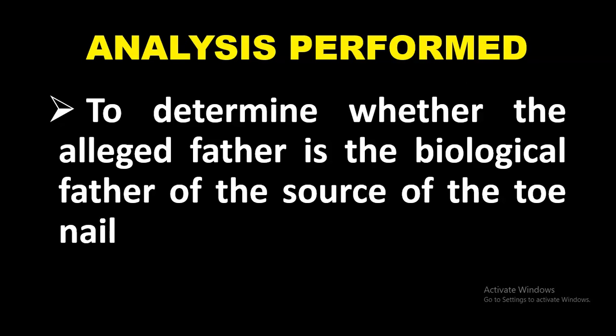So the police wanted to know whether the man that they took the buccal swab sample from is the biological father of the source of the toenail that they took. This is a way of trying to link the missing child to the man in question. So they were trying to see whether the missing child can be the one that they found. That's the human remain. That's what the police was trying to do.